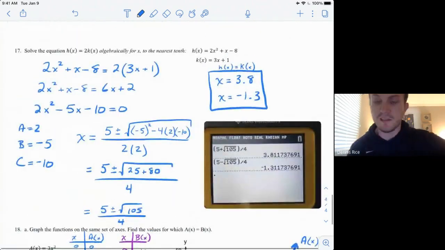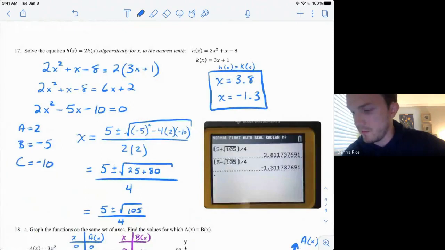This one we did as a do now in all 3 classes today. What's the little trick here? Make sure to actually multiply it by 2. Do you really care about simplifying the radical? No, I don't think this one simplifies anyway. And we're rounding to the nearest tenth, so type it in your calculator.